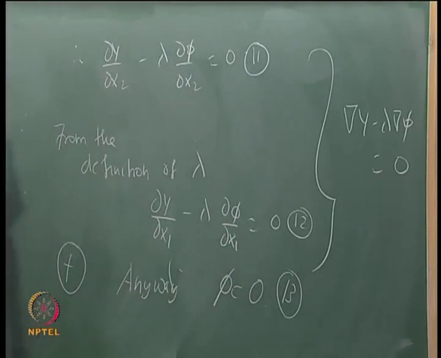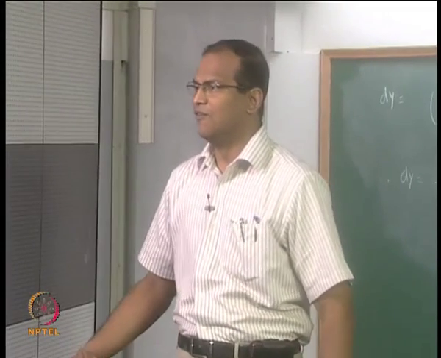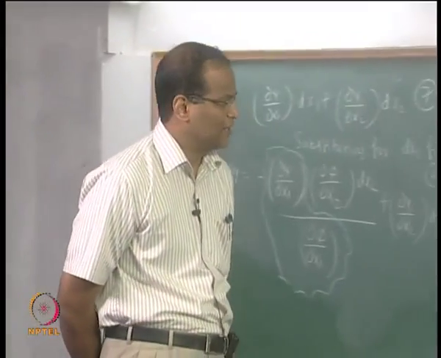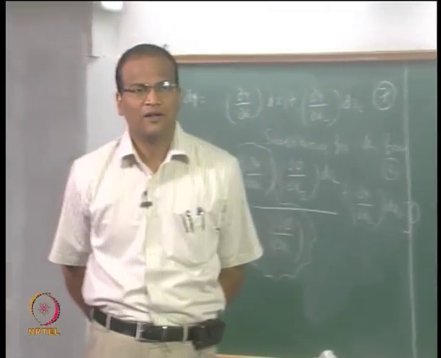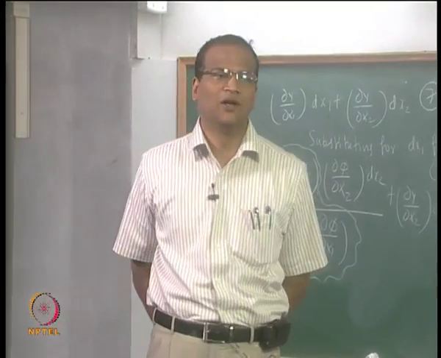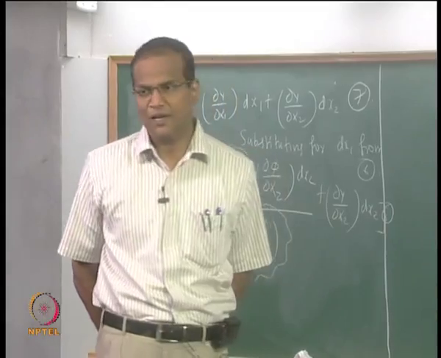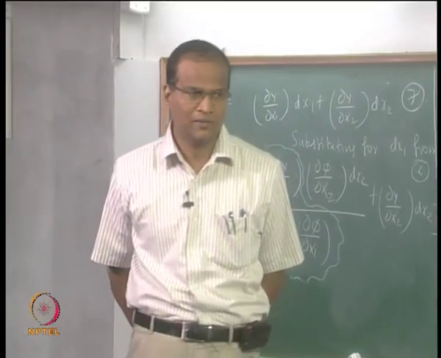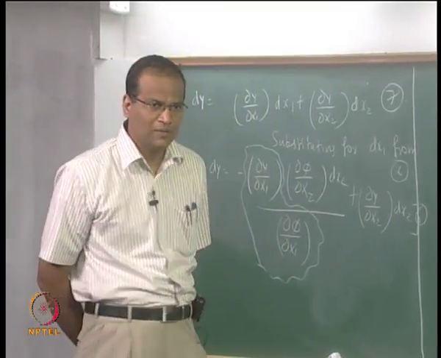So equations 11 to 13 constitute a set of n plus m equations. If you have an n variable, m constraint optimization problem where m equality constraints are there, this can be solved simultaneously to get the values of x1 to xn and lambda 1 to lambda m. This is a mathematical proof of the Lagrange multiplier method. Is that okay?